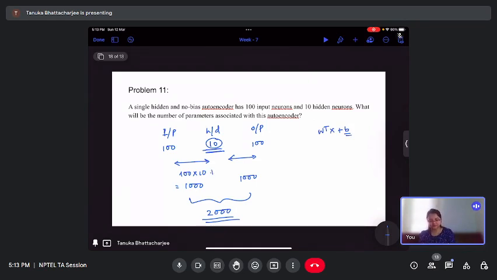So, here you will have plus 10 bias terms, and in the output layer you have 100 neurons. So, all of them again will have one bias term. So, here we will have again plus 100 number of parameters. So, the number of bias terms is basically equal to the number of neurons. The weight will be much larger. So, this is from bias, this is from bias. Is that clear?